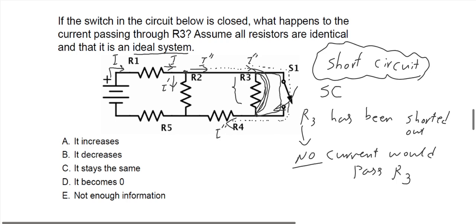Because current doesn't like challenge on its way. If I were the current I second, I would not pass R3 because there's a better path. There's a better path with zero resistance. This path has zero resistance, so I would not pass R3. I can just easily bypass R3 and continue my path here. Okay, so the answer is D.